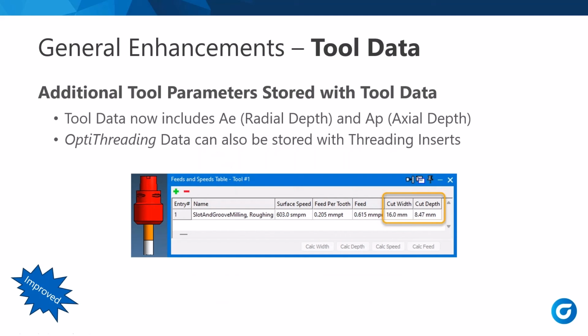Another enhancement is the tool data. We just added a couple more fields. We're calling it cut width and depth. They're actually the radial depth and the axial depth of the tool. So that can now be stored in with the tool data. And of course, we'll look at OptiThreading in a few moments, but that data is also stored with threading inserts.